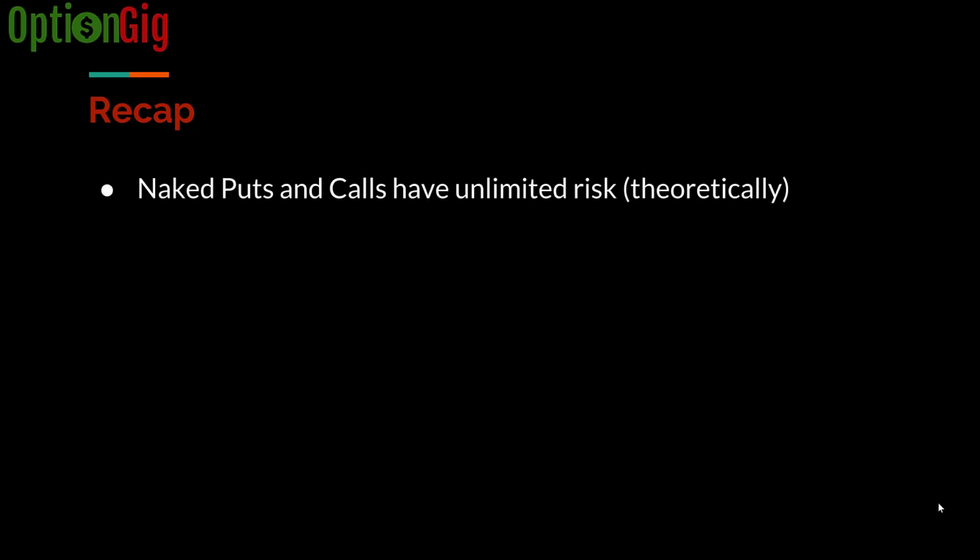1. Naked puts and naked calls have unlimited risk theoretically. If you just have a naked put or a naked call, the stock could go down to zero or could go to infinity. So there is an unlimited risk theoretically. They also have higher margin requirements because of that risk. Brokers would like to block a lot more capital as margin to protect themselves.